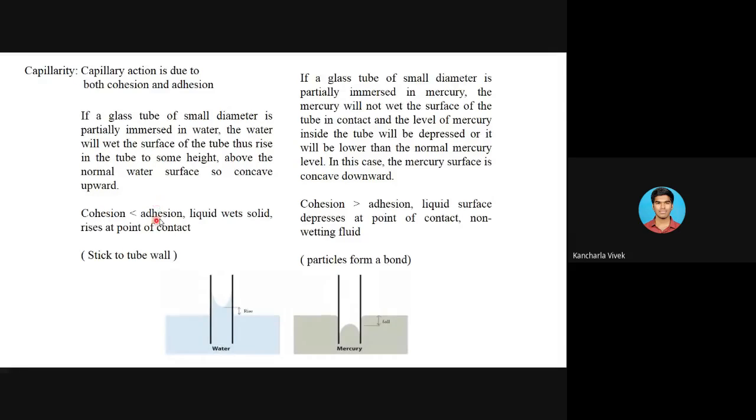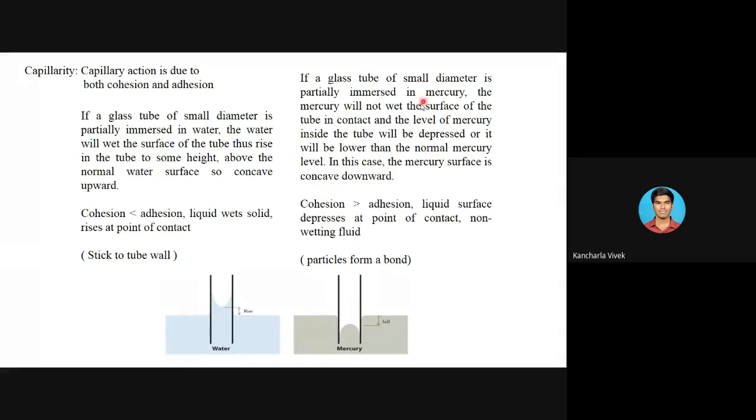Here adhesion is the dominating property over cohesion. So the liquid is wetting the solid. That is obviously happening here. Water molecules are getting stuck to the glass tube. So obviously the liquid is wetting the solid boundary. Thus here the water level rises above the normal water level, as the liquid sticks to the tube wall. Thus, liquid wets the solid surface.